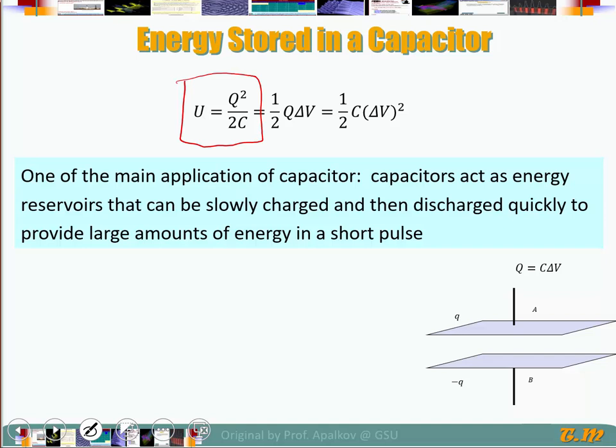And rearranging that, remember this equation again, write C as Q over delta V. That gives us this expression, or this expression. Either way you'd like to write it. All of them are telling us the same thing. And that's essentially the main use of a capacitor.